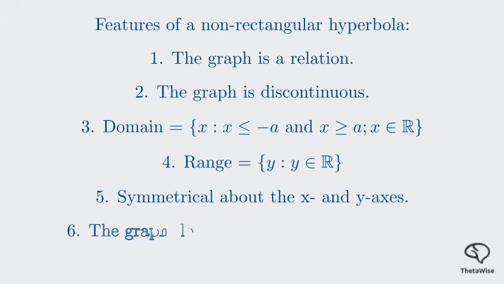Finally, the graph does not have an inverse function. We already noted that it's a relation, not a function. For a relation to have an inverse that is a function, the original relation must pass the horizontal line test. Since a horizontal line can intersect the hyperbola twice, it fails the test, and its inverse is not a function. With that theory established, let's now apply it to a concrete example.